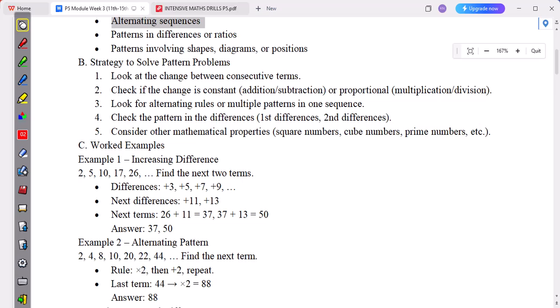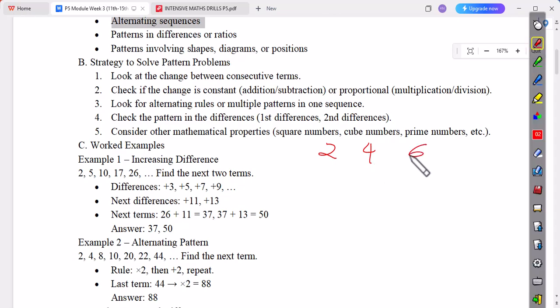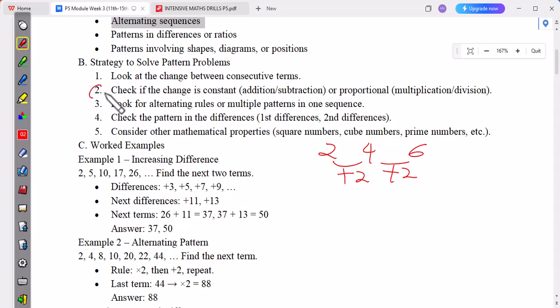Okay, so the first step is look at the change between consecutive terms. Usually to find the change between consecutive terms, for example, if we have a sequence here 2, 4, 6, we need to find the difference between two numbers, and we can find here plus 2, plus 2. But this is a simple number sequence. The second step, check if the change is constant, addition or subtraction, or proportional, maybe multiplication or division.